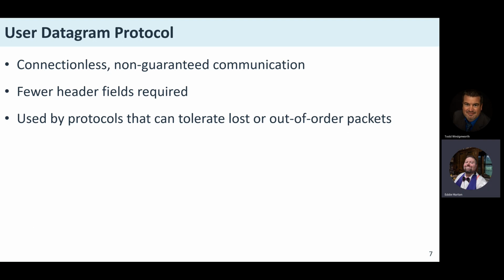UDP, on the other hand, is connectionless. We don't guarantee UDP, but UDP is a lot simpler because of that. There are fewer fields in the header. And it is used by protocols that can tolerate lost or out of order packets. You use this for things that you want to get there faster, but that can tolerate some loss. Lots of video is sent this way because of that. DNS, the old DNS system, uses this because, again, it's faster.